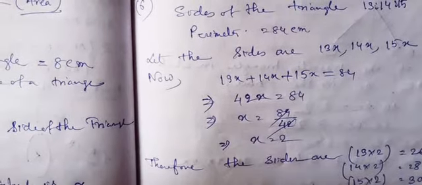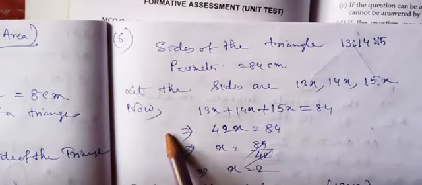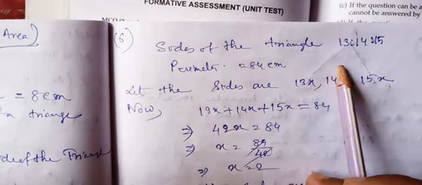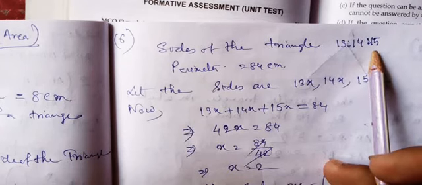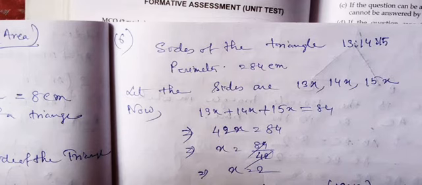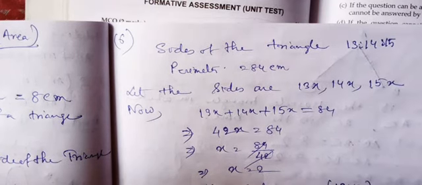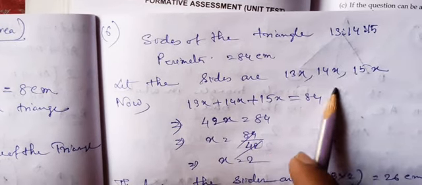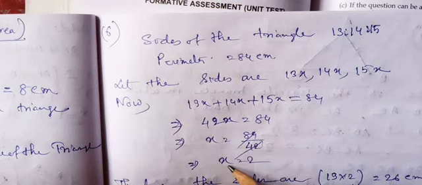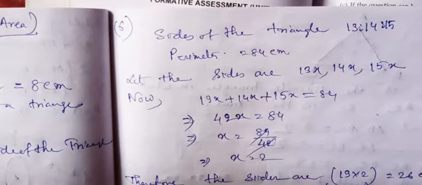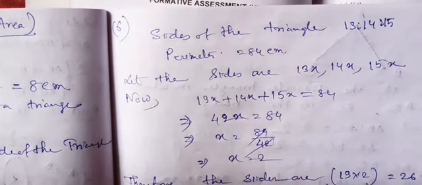So similarly, question number 6. The sides of the triangle are given, that is 13, 14 and 15 centimeter, and its perimeter is also given, 84 centimeter. We have to find its area. For that, we take the sides as 13x, 14x, 15x, and we have to compute x, then compute each side, then the area of the triangle. It's clear.